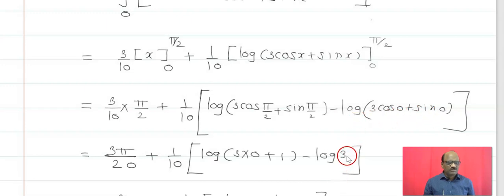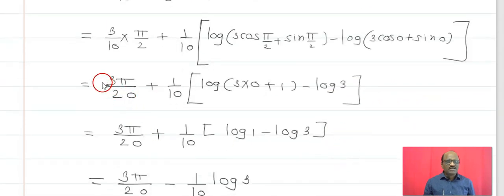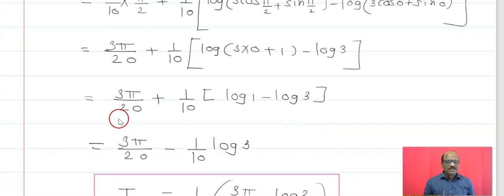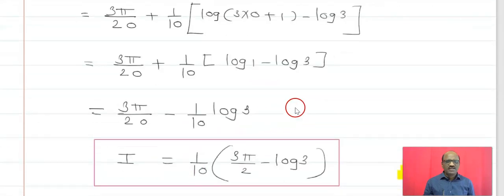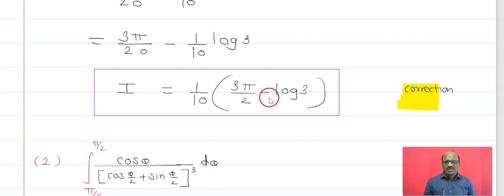Therefore, you will get log of 3 and overall you will get 3 pi upon 20 plus 1 upon 10 and here is log of 1 minus log of 3, and that is 3 pi upon 20 minus 1 upon 10. What is the value of log of 1? Log of 1 is 0 and you will get minus 1 upon 10 log of 3, and this is my answer. And in the textbook the answer is different, but this is my answer. If you agree with this answer, then follow this answer.